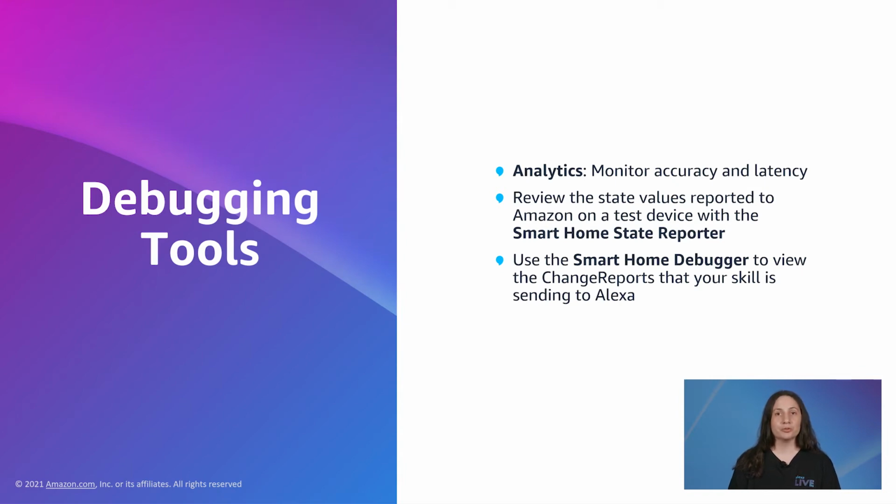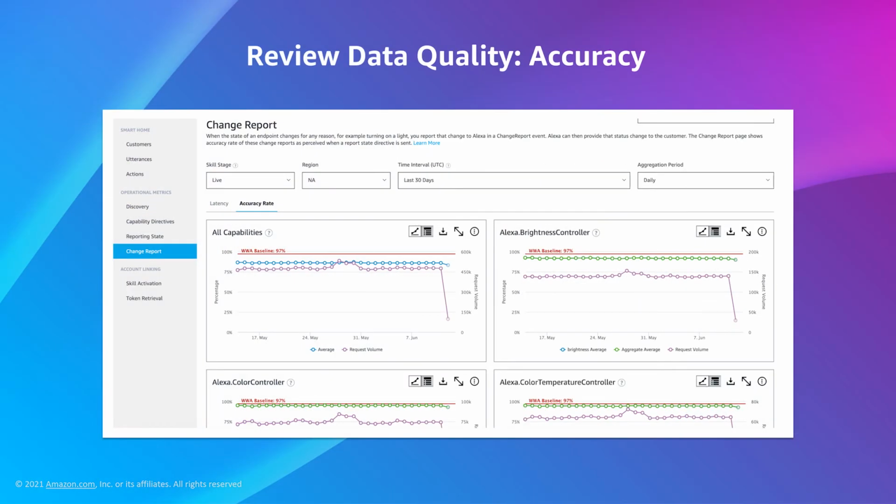There are multiple tools available to help you monitor your skills performance when it comes to state and change reporting. First, let's have a look at the tools to monitor the accuracy and latency of your change reports. You can access this page by going to your Alexa Developer Console, then navigating to the Analytics tab of your live skill. Select the Change Report tab on the left side. You will see two tabs, Accuracy and Latency.